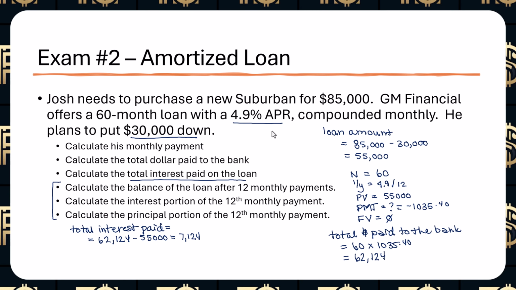Now, to answer the next three questions, we want to find the balance of the loan after the 12th monthly payment is made. We want to see the interest portion of the 12th monthly payment, and we also want to see the principal portion of the 12th monthly payment. Unlike an Excel spreadsheet where we can see every single row of the amortization worksheet, we can't see every single row simultaneously within our financial calculator. However, through that amortization worksheet within the calculator, we can access all of the information from a single row in that table one at a time.